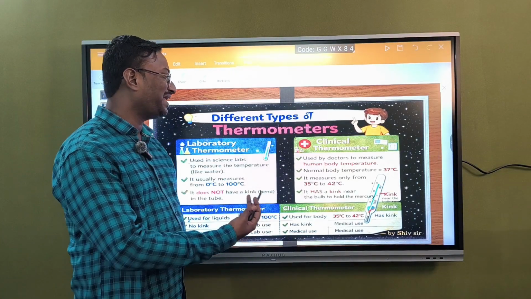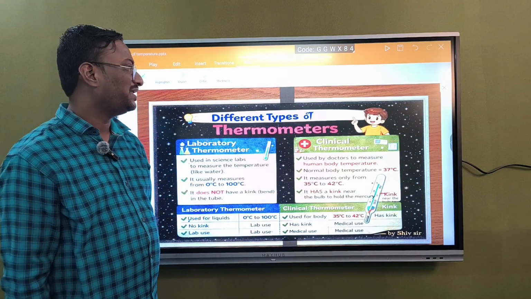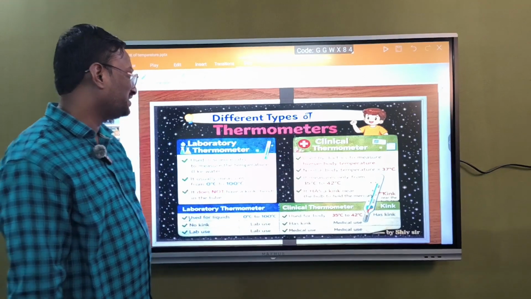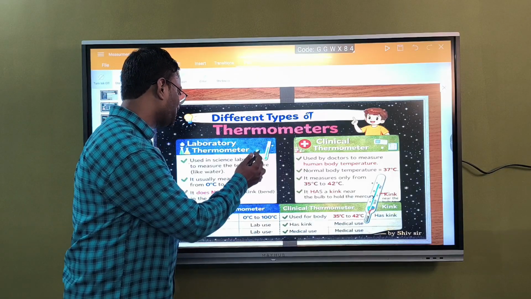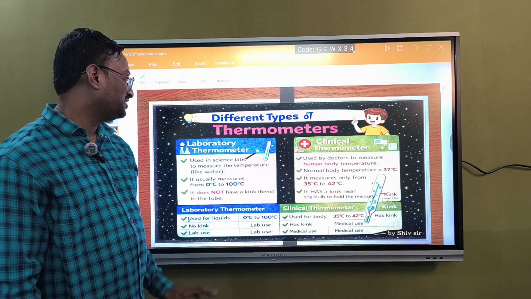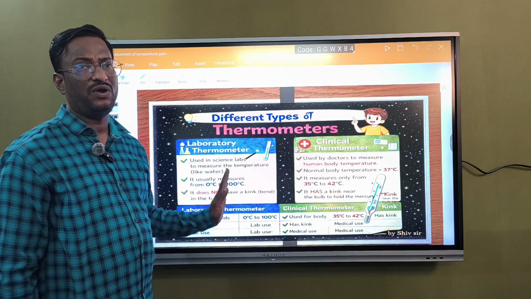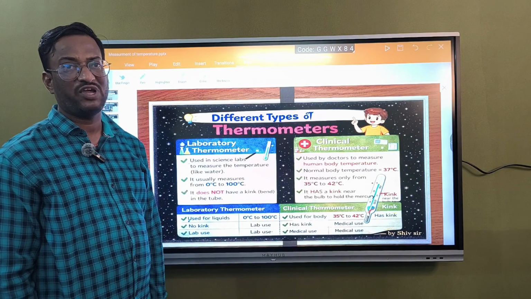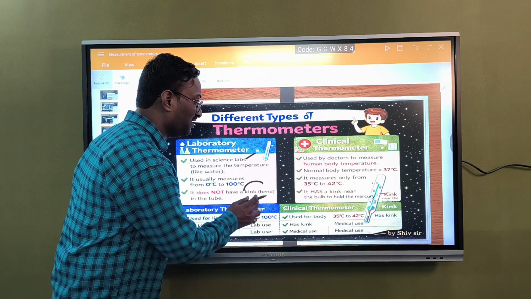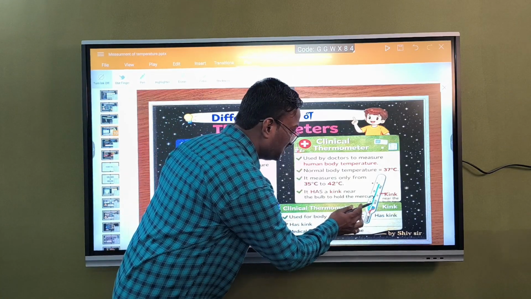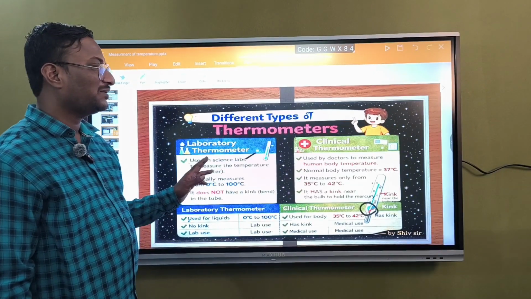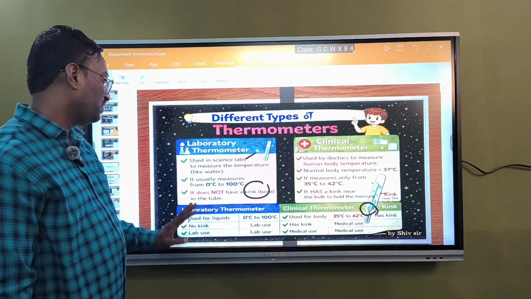Next one is different types of thermometer. There are two different types of thermometers. One is the laboratory thermometer and one more is the clinical thermometer. It is used in science labs generally to measure the temperature of things like water, and it is usually measured from 0 degrees centigrade to 100 degrees centigrade. Generally we are going to use it in the chemical laboratory. It does not have a kink, that is, a bent-like structure. So this part, the bent-like structure, will not be there. The clinical thermometer will have a kink and the laboratory thermometer doesn't have a kink.